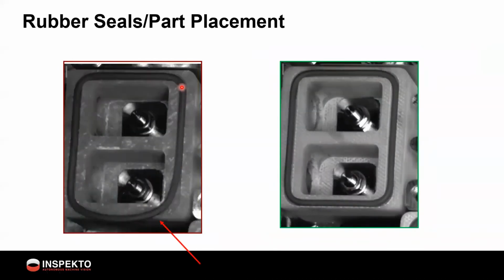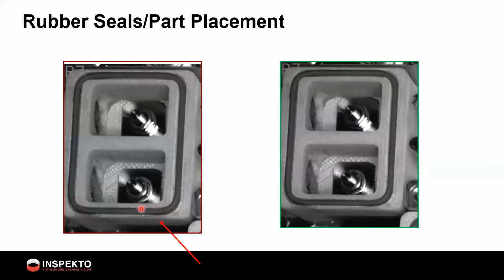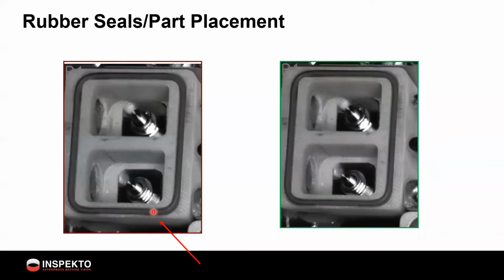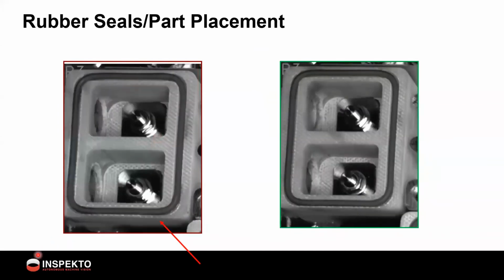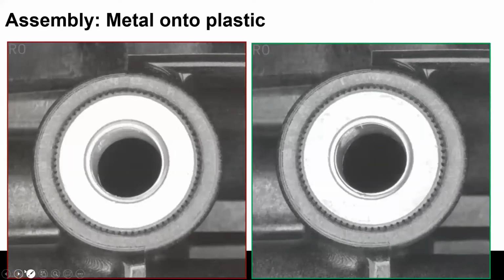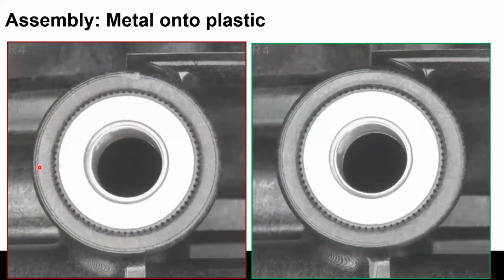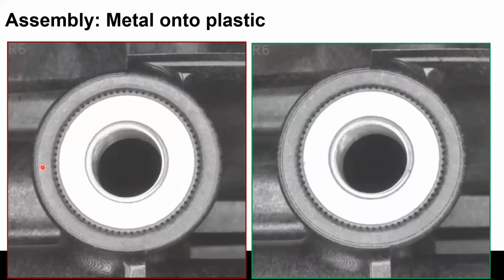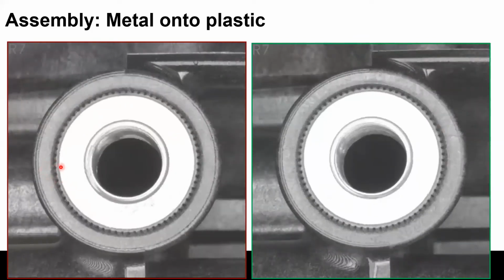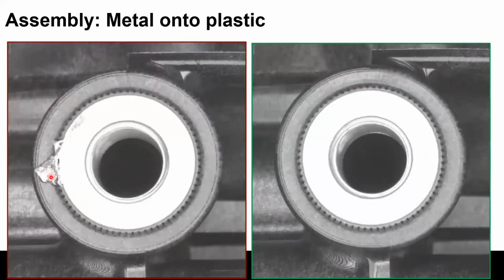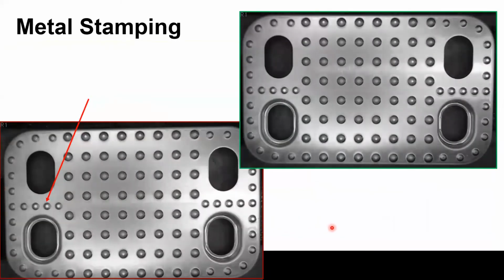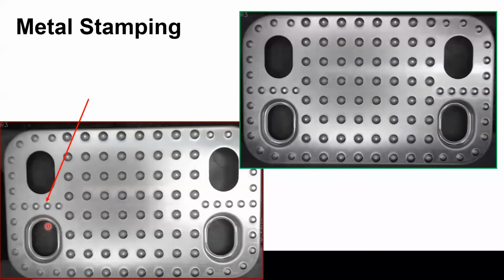This is a small part of a larger assembly, but if this seal is not all the way in place, we can detect it, no problem. Metal and plastic, again, rejecting when something has been smashed out of place, right? When this was assembled, a bit of lubricant came out, able to be detected and rejected. Metal stamping, also not an issue.